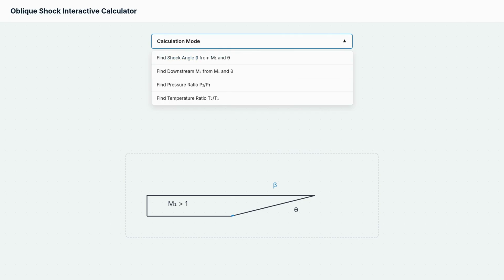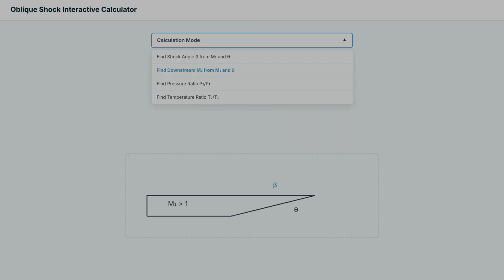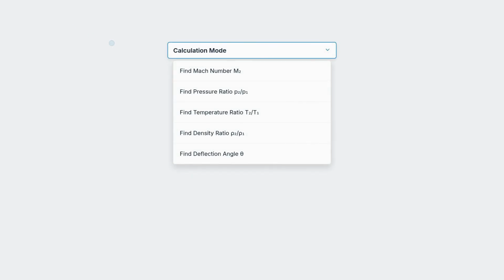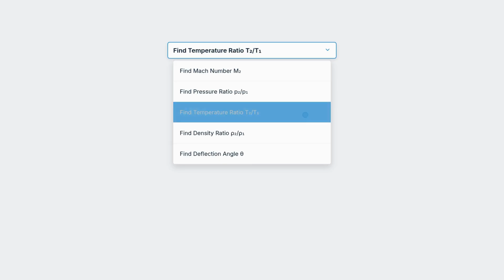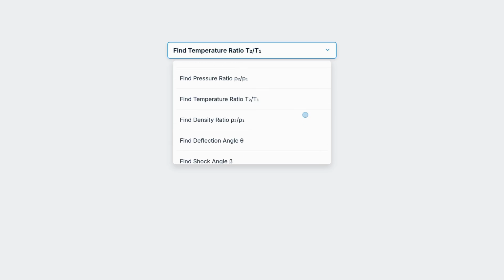Find shock angle V from M1 and Th. Find downstream M₂ from M1 and Th. Find pressure ratio P2-P1 from M1 and Th. Find temperature ratio T2-T1 from M1 and Th. Find deflection angle Th from M1 and V. And find all properties from M1 and Th.